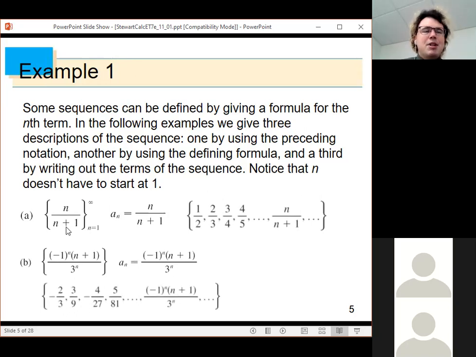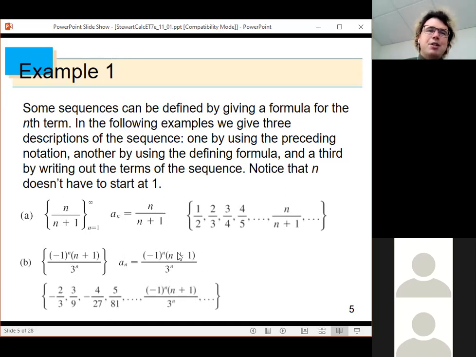Here's another example of a sequence. We have a different formula this time, so this defines a different sequence. Again, each entry in the sequence is going to be a rational number, but this time the formula is that the first term in the sequence is (-1)^1 times 2 divided by 3. The second term in the sequence is (-1)^2 times (2 plus 1) divided by 3 squared, and so on. You can check that the first couple terms of this sequence are going to be -2/3, +3/9, -4/27, and so on.